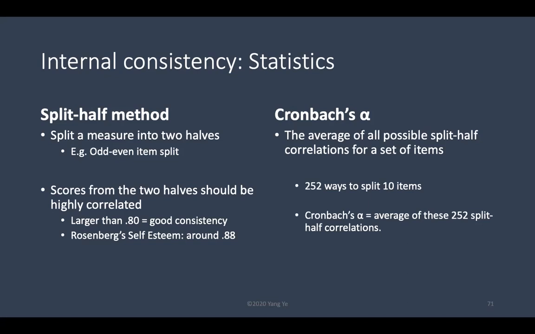Conceptually speaking, the Cronbach's alpha is just the average of all the possible split half correlations for a set of items. So there are 252 ways of splitting the 10 items in Cronbach's alpha. It's just the average of these 252 split half correlations. And the actual way it is estimated in a math equation is not the same as actually doing the average of 252 different correlations. It's more like using some kind of analysis of variance methods for that.